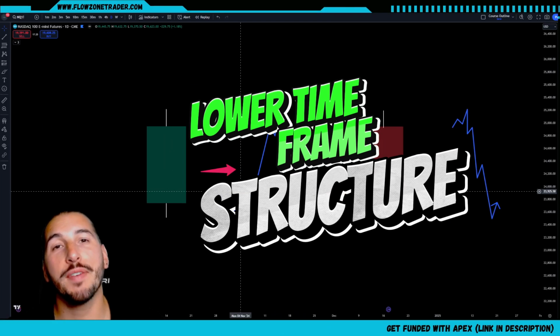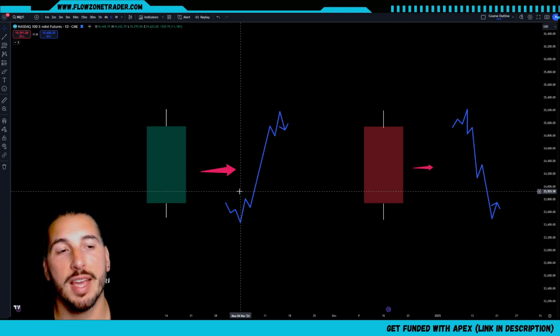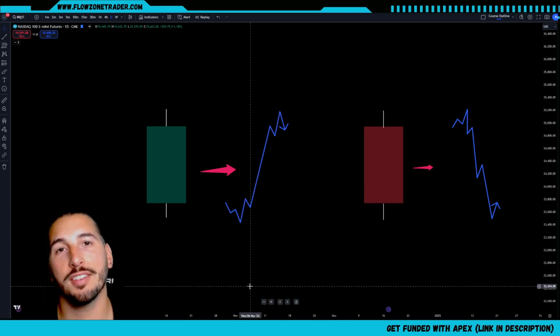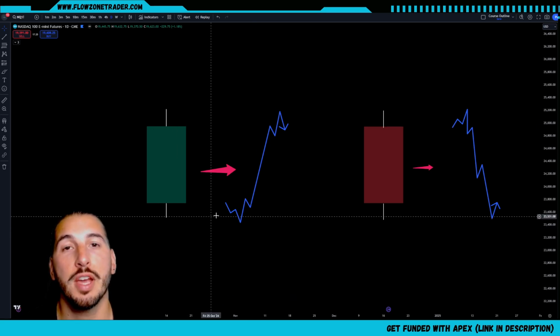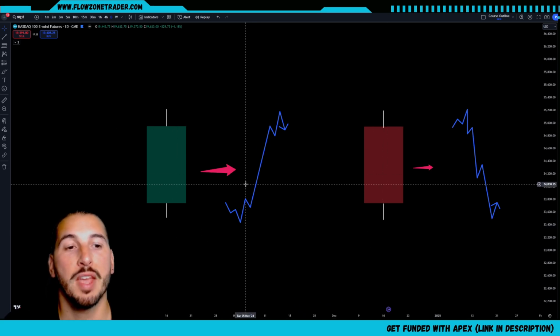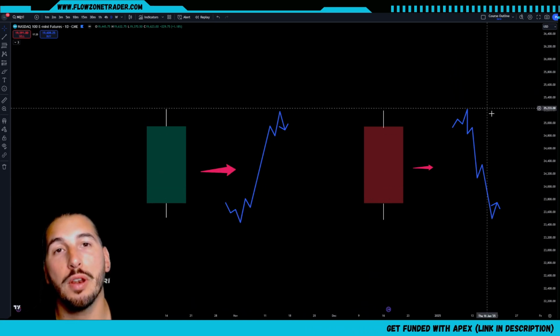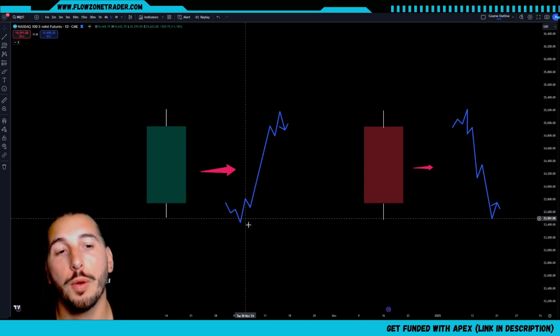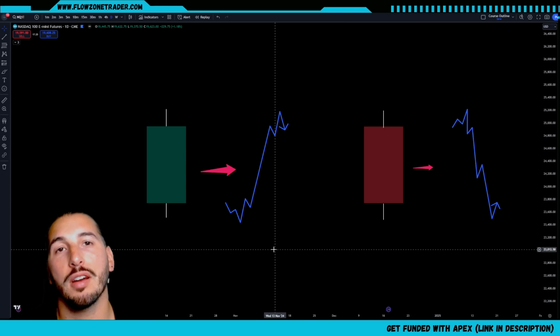So here we have exactly the same, okay? These are the exact same candles as I showed you in the previous part of the video. We have a bullish candle and a bearish candle, okay? And these blue lines represent what lower time frame price action might look like inside of these candles. This is exactly what I'm talking about when I'm talking about where buyers stepped in, where is support, where is resistance, who is participating where. These are the questions you need to always be asking yourself.